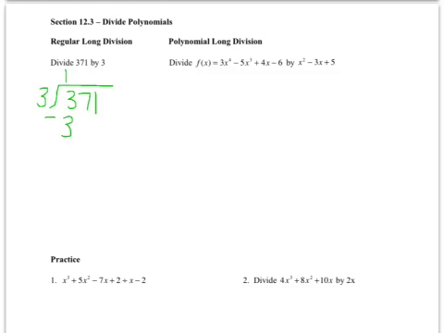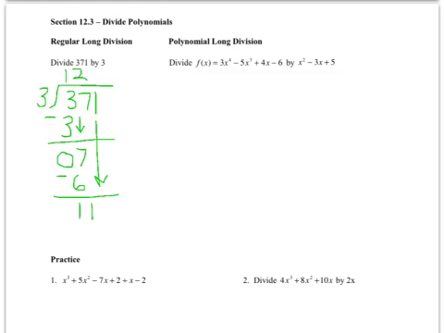And then you're going to subtract and you get a 0. But then you bring down the 7. And then you do the same thing all over again. How many times does 3 go into 7? Twice. And then we multiply 2 times 3 together to get 6. And then we subtract and get 1. And we bring down this other 1.